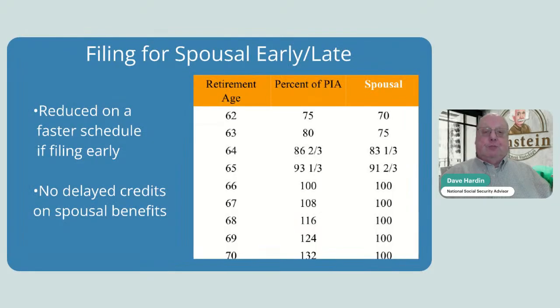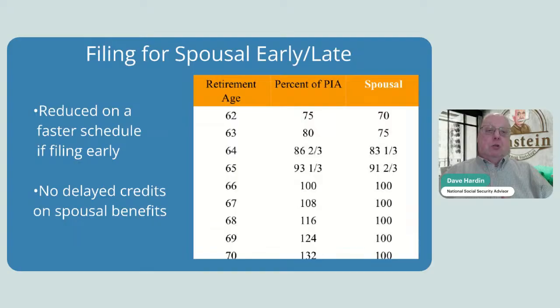Here's the thing. If you file at your full retirement age, let's say it's 66, you get 100% of your benefit. If you take it early, we've talked about this already, at 62, you get less, 75%. If you file for your spousal benefits early, you don't get the 100%, you get 70%, even less than you do for your own benefit.